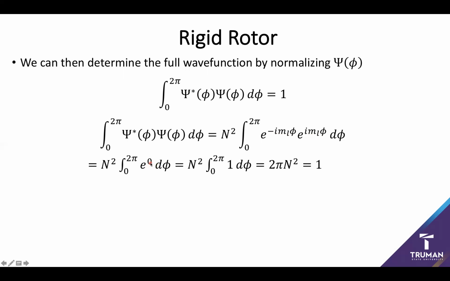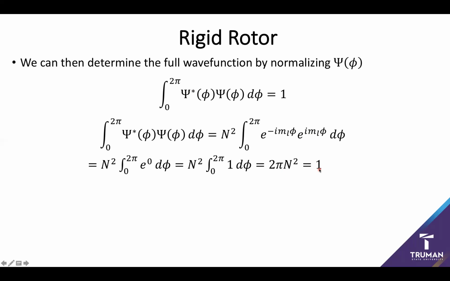So when this goes to 0, well, any exponential of 0 is 1, as we already demonstrated. So then I just have the integral of d phi from 0 to 2 pi, which is just the same as 2 pi minus 0, so 2 pi. So as a result, when we normalize the system, we get 2 pi times the normalization constant squared equals 1.